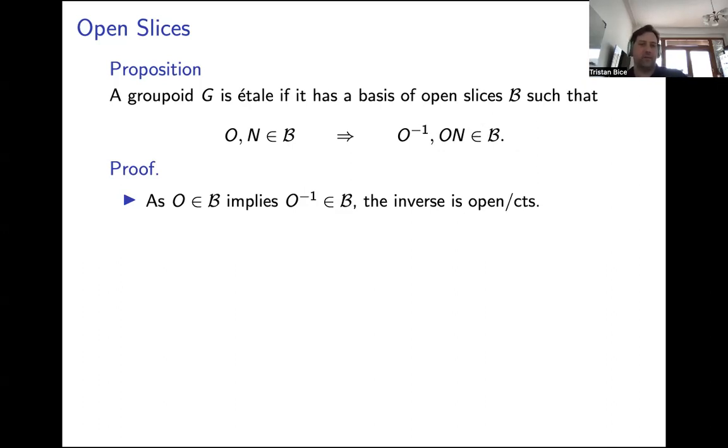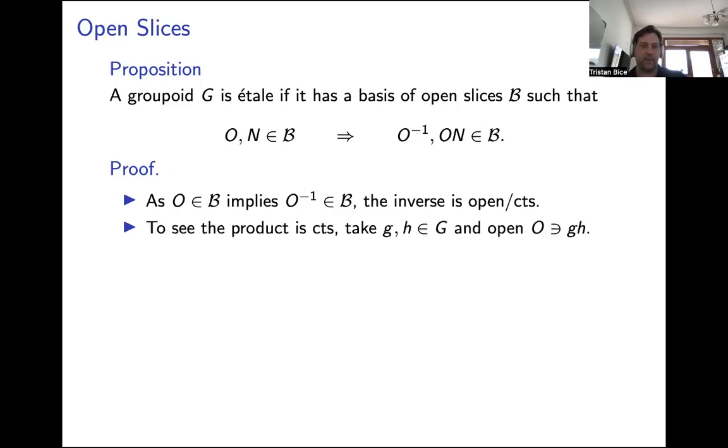Well, you immediately can tell from this first part that O inverse has to be in B whenever O is in B, so the inverse is therefore a continuous, or equivalently an open, map. To show this, of course, it suffices to work with a basis, not with arbitrary open sets. It then follows automatically for arbitrary open sets. Okay, but how about the product? Why is the product continuous?